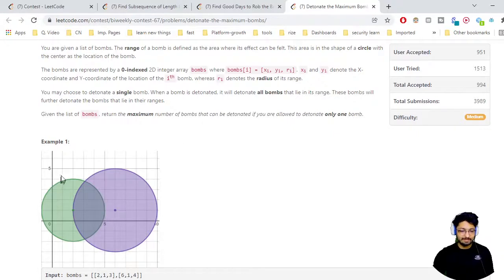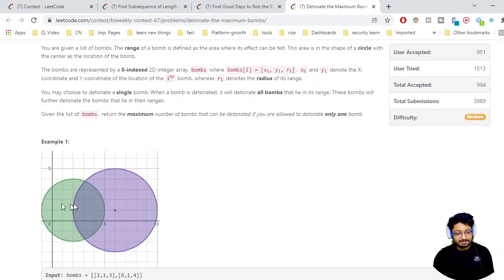So let's say this bomb has this area of effect, and this bomb has this area of effect. If any bomb that is blasted has its blast rays come into another bomb's blast area, then that other bomb will also be triggered. So that's the whole problem statement.